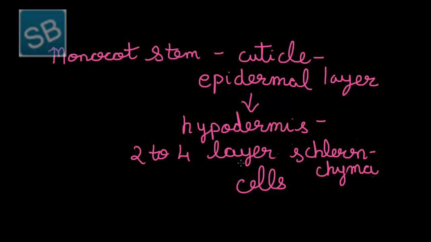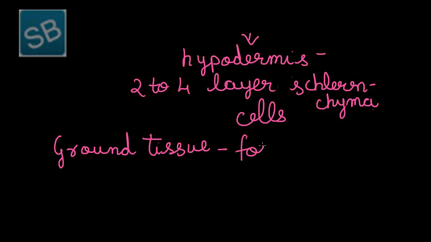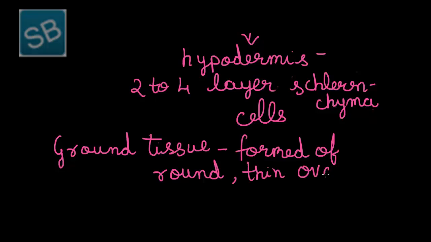Thus, all the layers of monocot stem possess the same function as the layers of dicot stem, except a few, like the ground tissue present in the monocot stem, which is not differentiated into various regions like cortex, endodermis, pericycle, medulla, and medullary rays, but is formed of round, thin, and oval shaped parenchymatous cells.